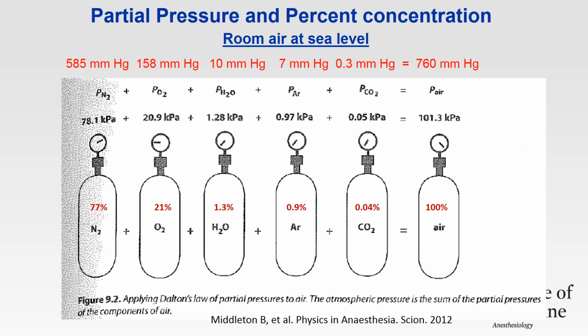This illustrates the partial pressure of various gases in room air. Room air is 78% nitrogen, and therefore the partial pressure of nitrogen is 590. For oxygen, it's about 160. For water, it's 10. For argon, it's 7. For CO2, 0.3. For a total of 760.